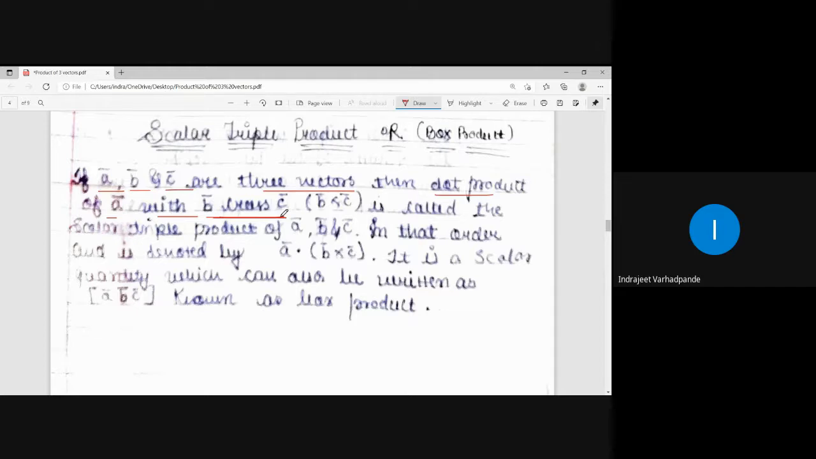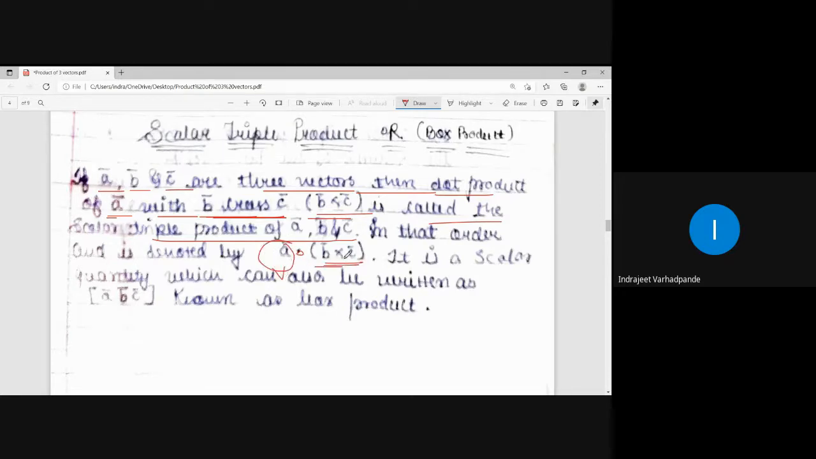Now we will be taking the dot product between these two, that is the dot product of a bar with b bar cross c bar, and that resultant will be called the scalar triple product or the box product, right? So if a bar, b bar and c bar are 3 vectors, then the dot product of a bar with b bar cross c bar, mathematically or symbolically written, is called the scalar triple product of a bar, b bar and c bar, in that order, and it is denoted by a bar dot b bar cross c bar.